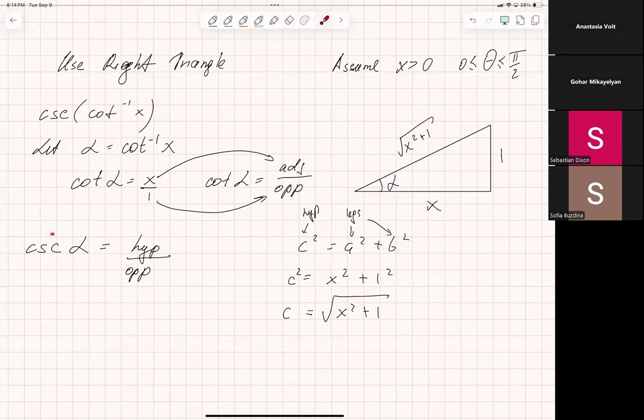And now I can write the answer for my cosecant alpha. Cosecant of cotangent inverse of x is the same thing as cosecant alpha, which is the square root of x squared plus 1 over the opposite side, which is 1. Over 1, or you can just write it as the square root of x squared plus 1, and that would be your final answer for this problem. Okay?